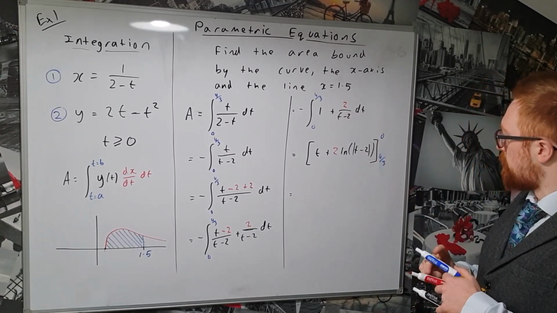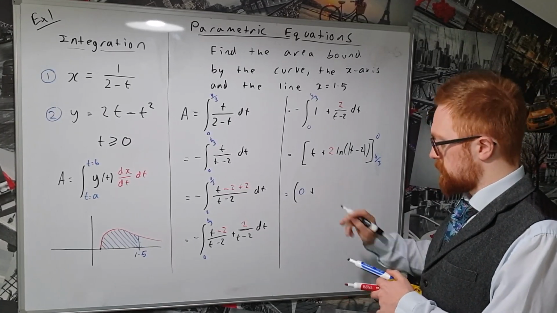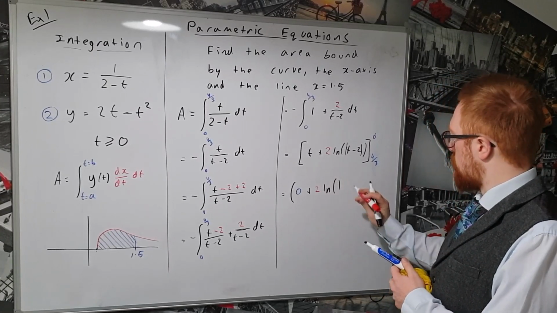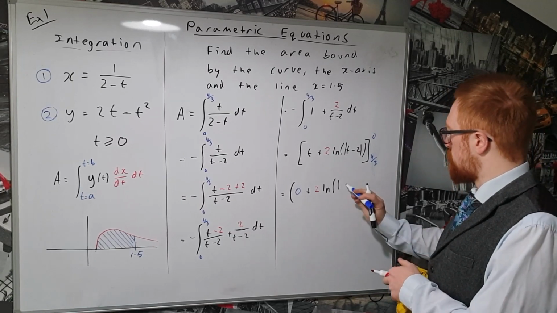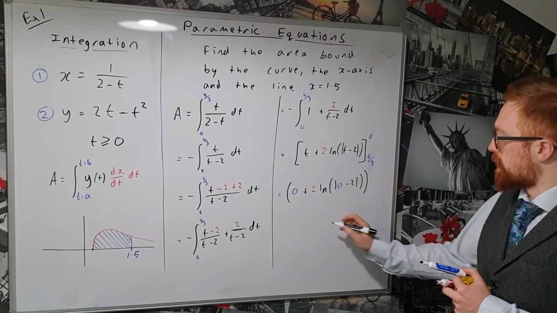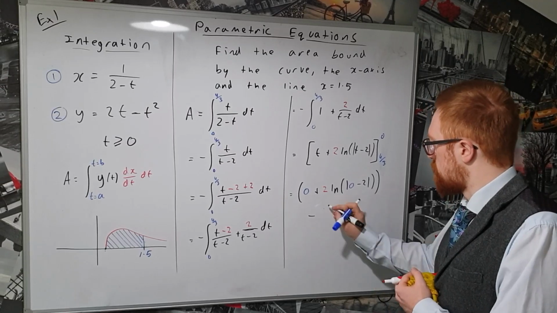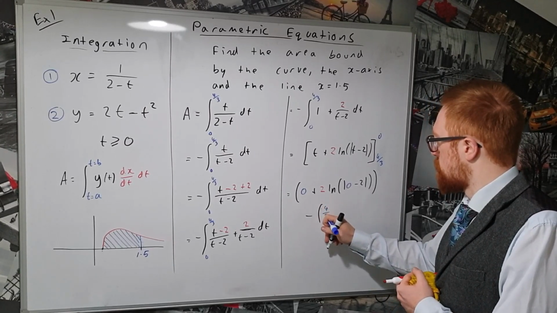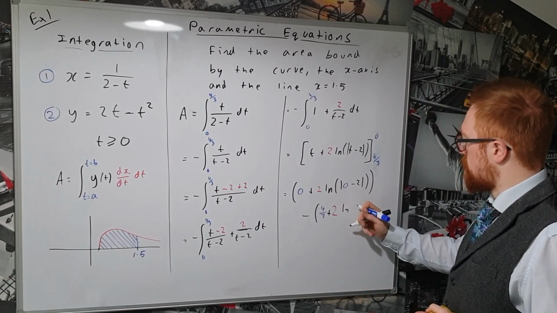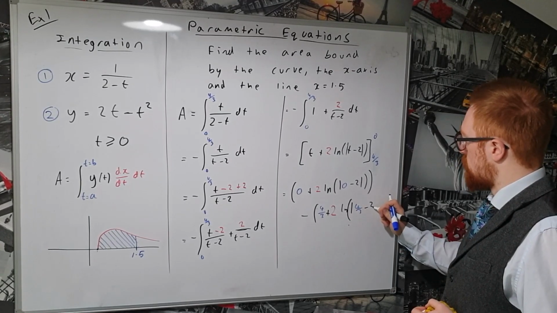So let's substitute 0 in first. So we get 0 plus 2 ln of 0 take away 2. And then we're going to subtract 4/3 plus 2 ln 4/3 minus 2.